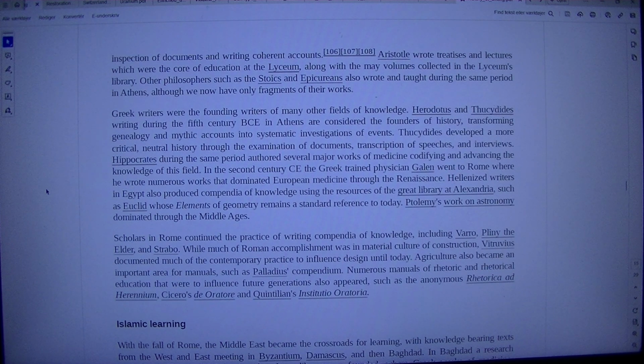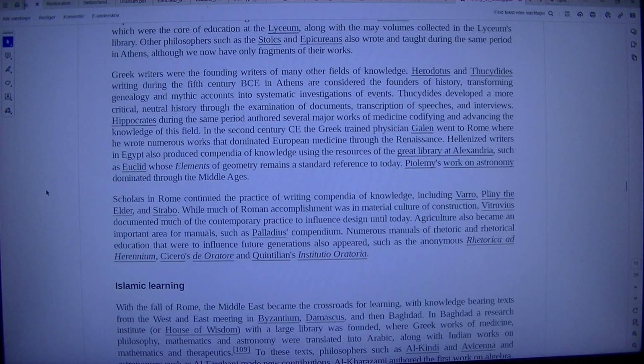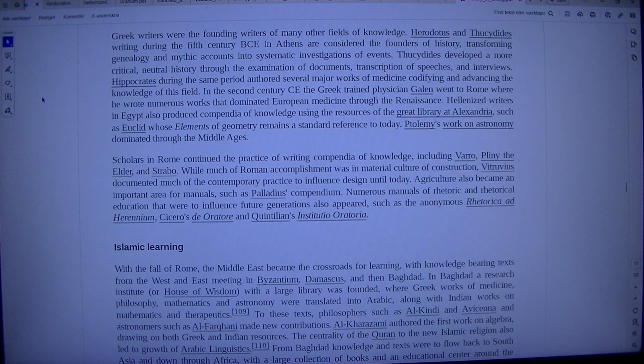Greek writers were the founding writers of many other fields of knowledge. Herodotus and Thucydides, writing during the 5th century BCE in Athens, are considered the founders of history, transforming genealogy and mythic accounts into systematic investigations of events. Thucydides developed a more critical, neutral history through the examination of documents, transcription of speeches, and interviews. Hippocrates during the same period authored several major works of medicine codifying and advancing the knowledge of this field.